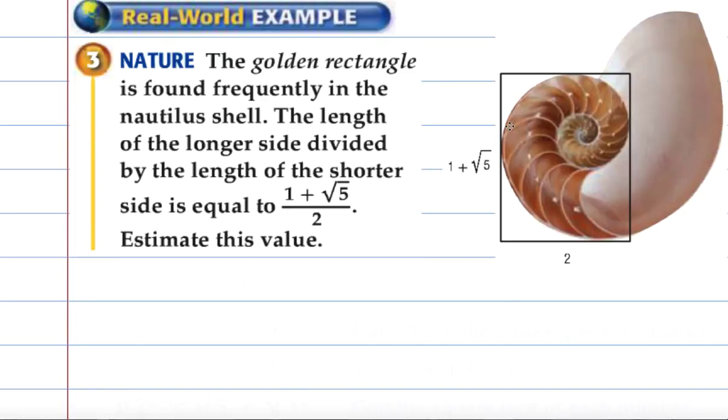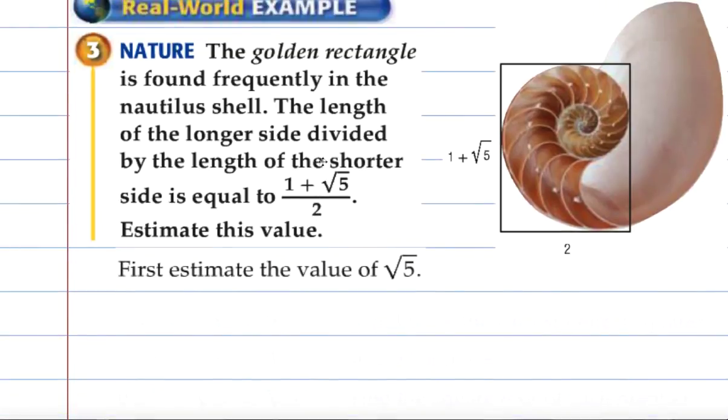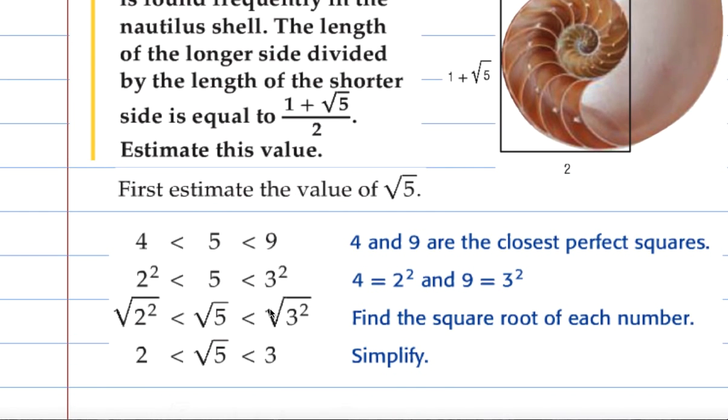Another one to try, a word problem. Give it a try and then come back. It says the golden rectangle is found frequently in the nautilus shell. The length of the longer side divided by the length of the shorter side is equal to 1 plus the square root of 5, divided by 2. Estimate the value. So first we're going to estimate the value of the square root of 5. Well, we know that it's between 2 squared, which is 4, and 3 squared, which is 9.